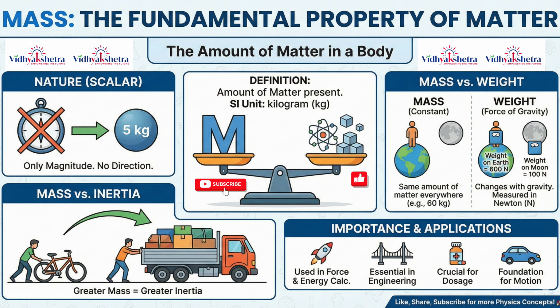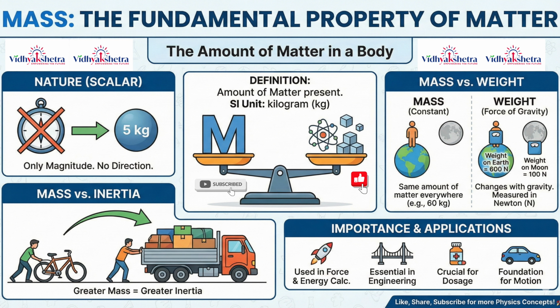Nature of mass, scalar quantity. Mass is a scalar quantity, which means it has only magnitude and no direction. For example, a body has a mass of 5 kilograms. This statement gives only the amount of matter, not any direction. Because mass has no direction, it is easier to measure and use in calculations.